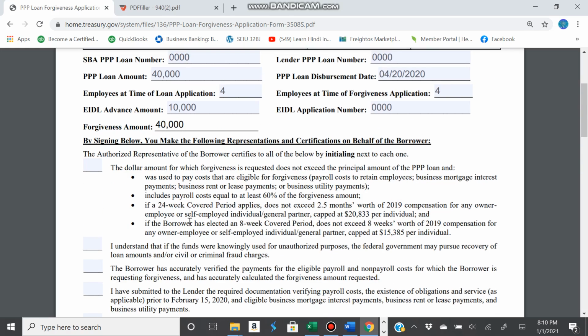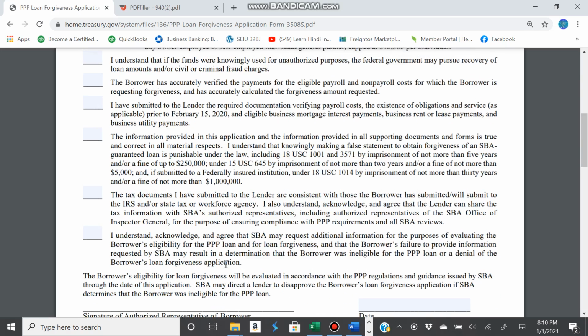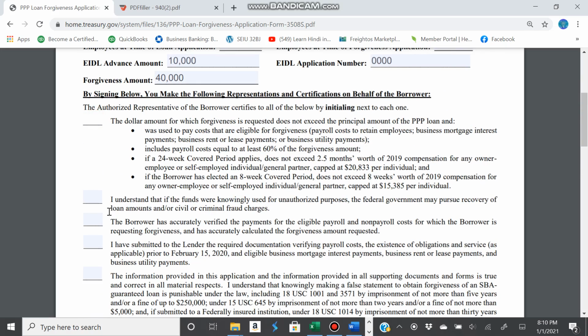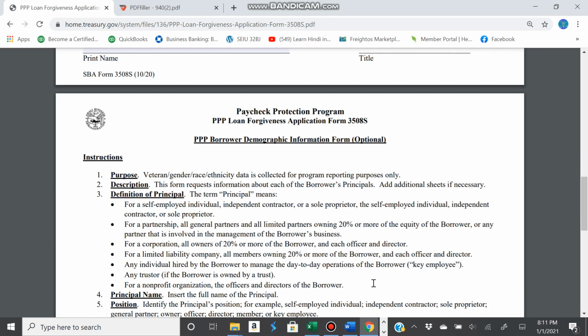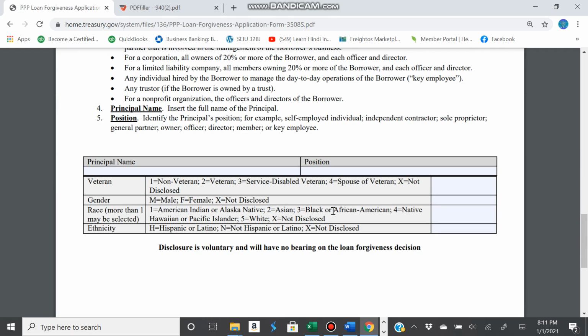You need to read each line. Make sure you understand and you agree to everything that is set forth here, because you'll have to initial each box, and that means you agree to everything that is stated in this form. After that, you sign, you print your name, your date, your title, whether you're a managing director or representative, you put it there. On the last page, this page is not really necessary to fill.